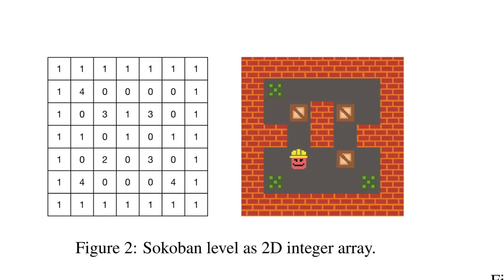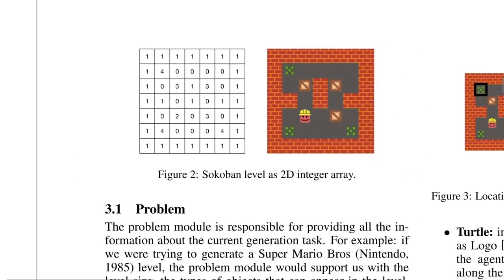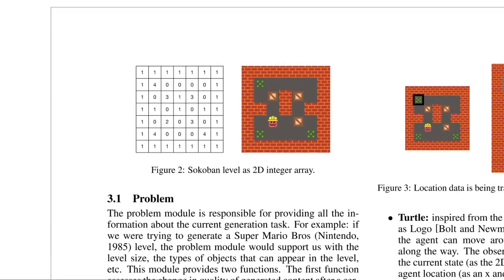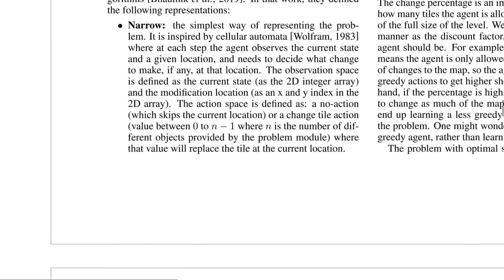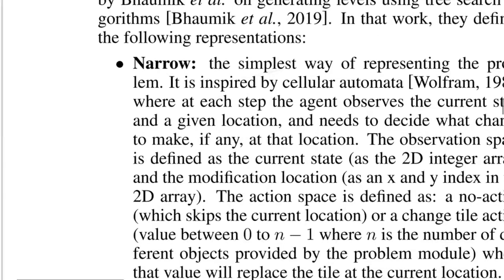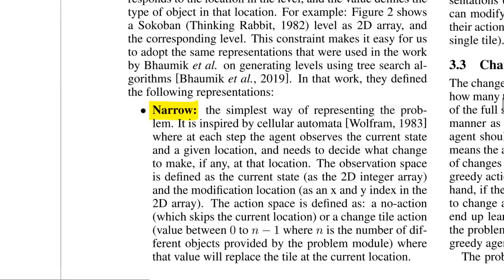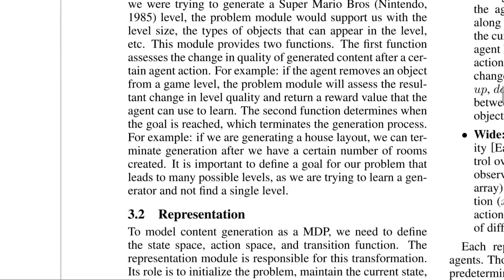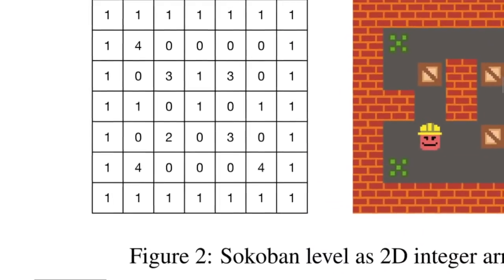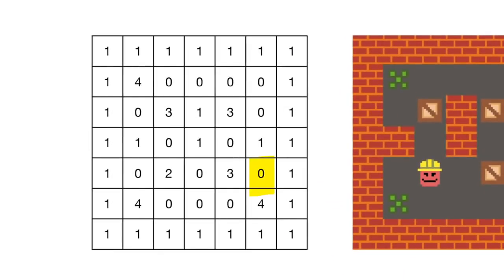Now, how do you choose which tile to change? That's a thing you have to define, and they define 3 different ways in which the agent can choose which tile to change. In the narrow formulation, the environment chooses the tile to change. So the environment will say, now you can change this tile if you want. And then the next step, it will say, now you can change this one if you want. Now you can change this one if you want. Now this is completely random, okay?